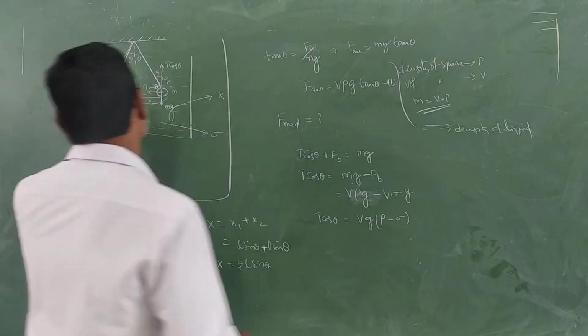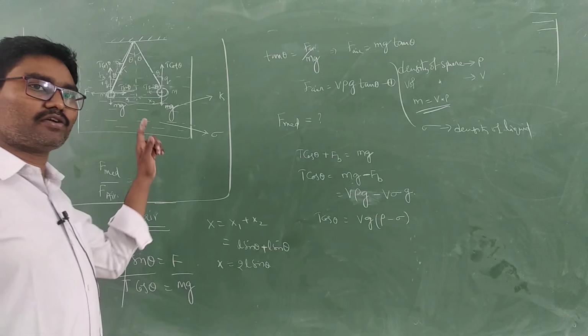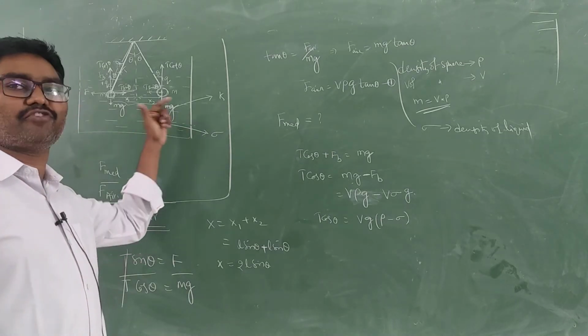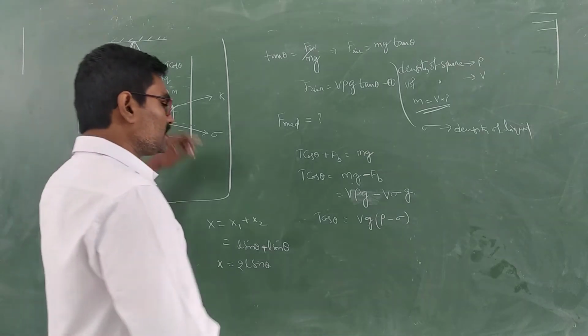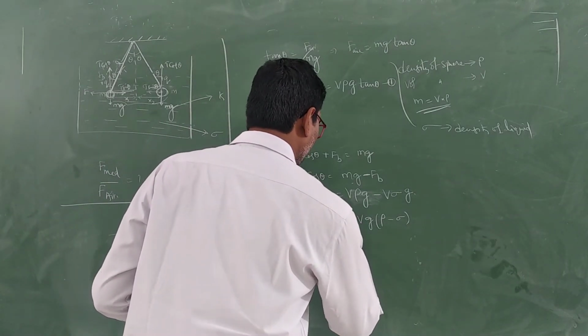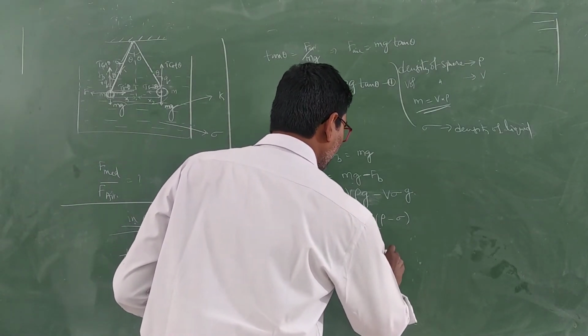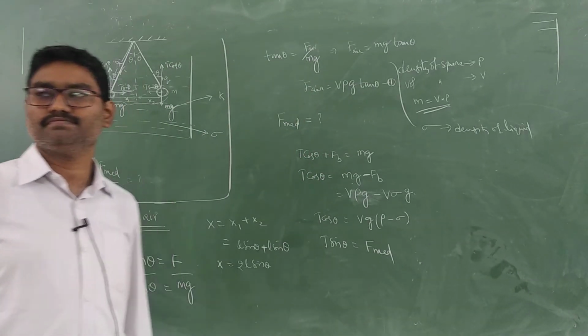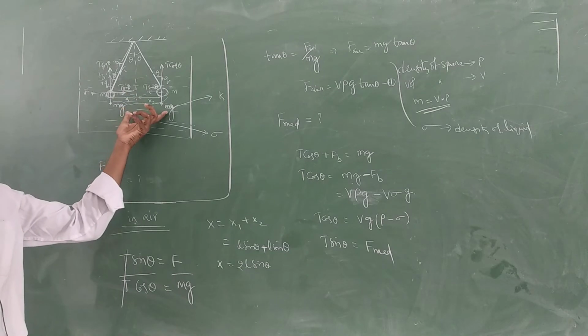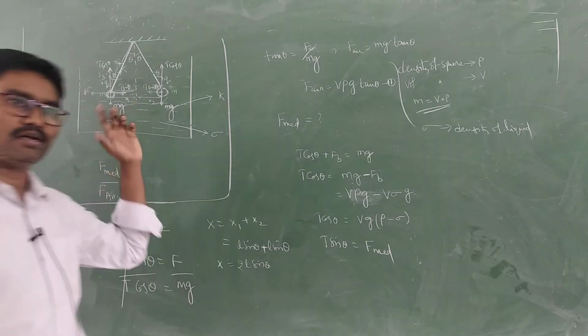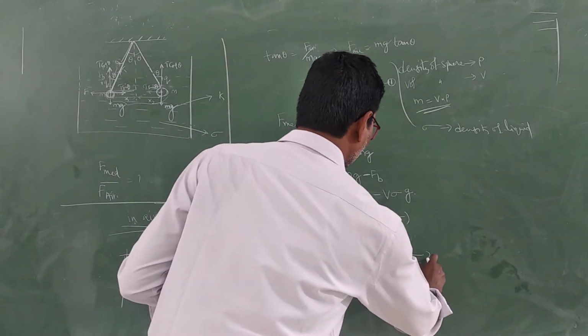What about T sin theta? Electrostatic force. But what is that force in the medium? Balancing, T sin theta is equal to the force in the medium. Correct? The force between these two charges in the liquid medium. Right? Understood? Now, this is 2 and this is 1.